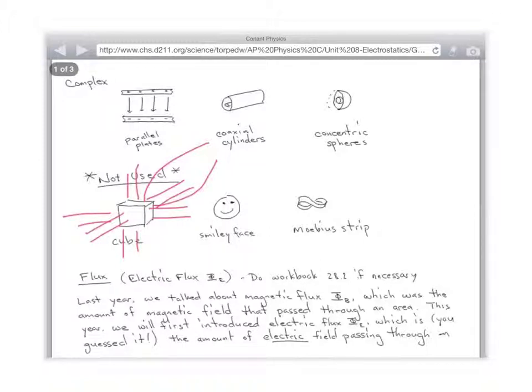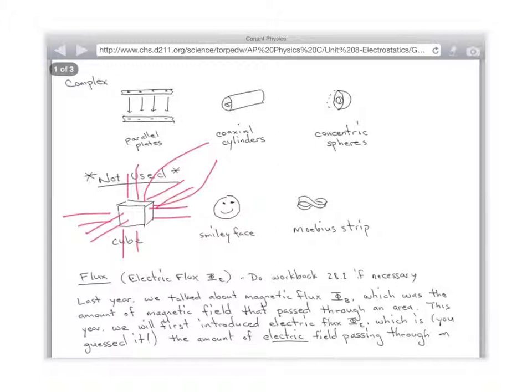You have a ring. This ring is sitting in a field. Here's my field, and these are the field lines. A certain amount of the field lines actually go through this ring. The ones that do are called the flux, and the ones that don't are not. That make sense? That's what flux is.